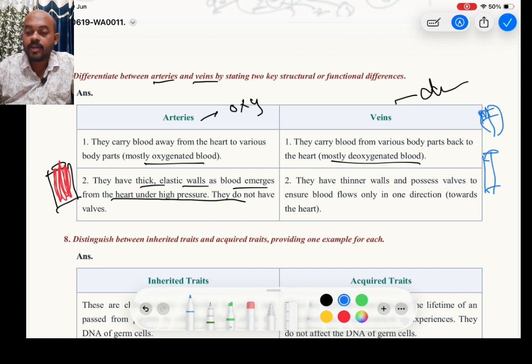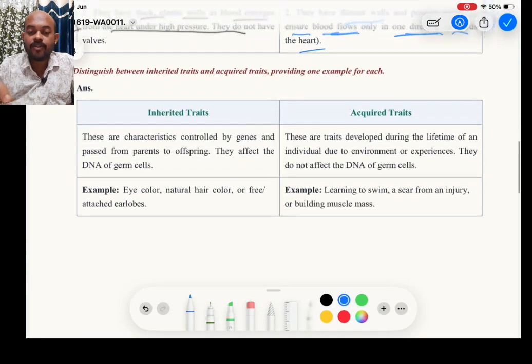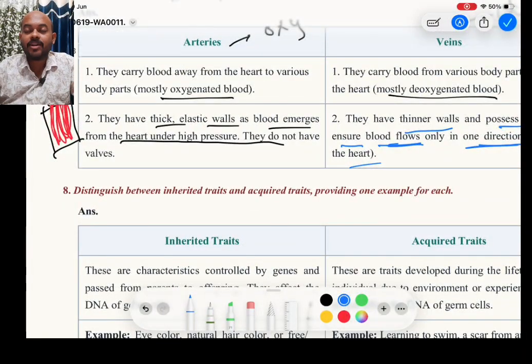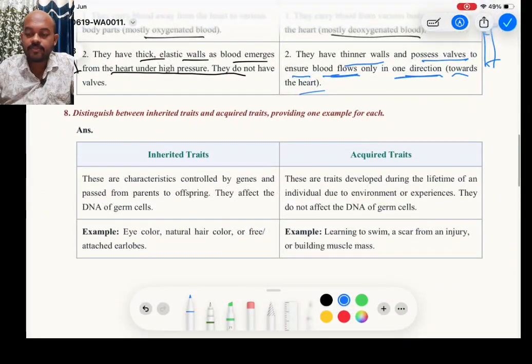Remember, that is why they have thinner walls and possess valves to ensure blood flows only in one direction towards the heart. So it will take blood only towards the heart, but the role of an artery is to pump the blood to the whole body. That is why it has a very rigid structure. So these are the two differences.